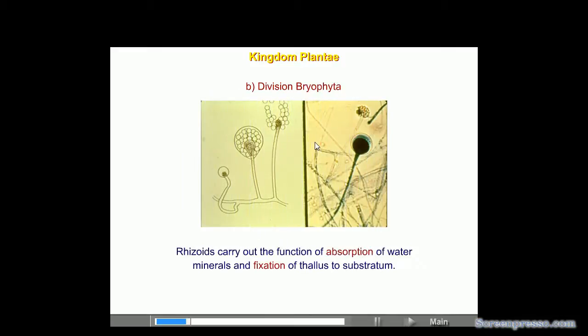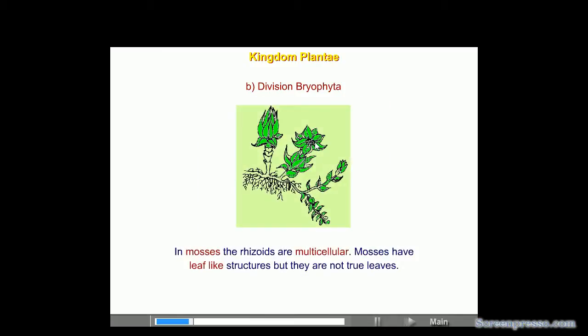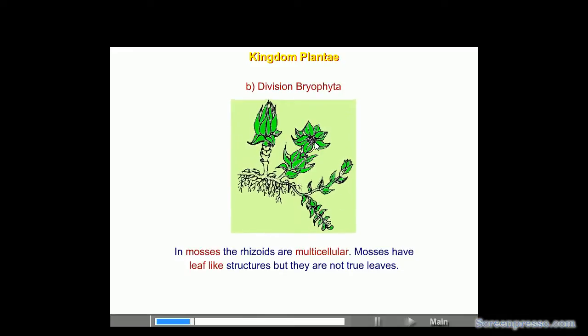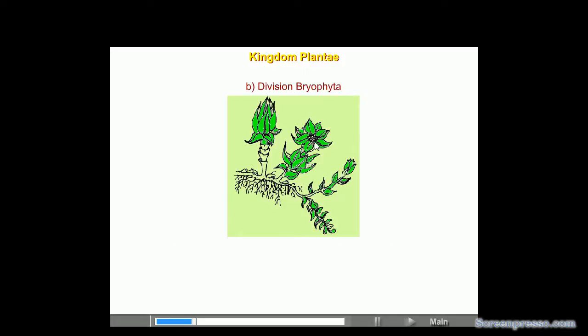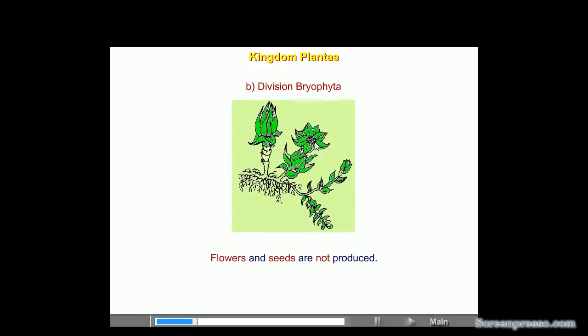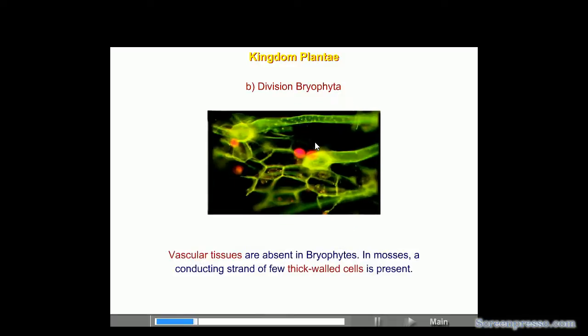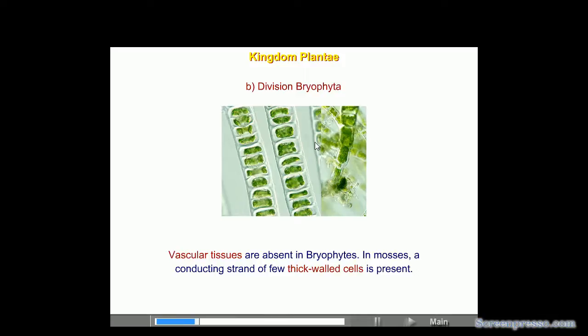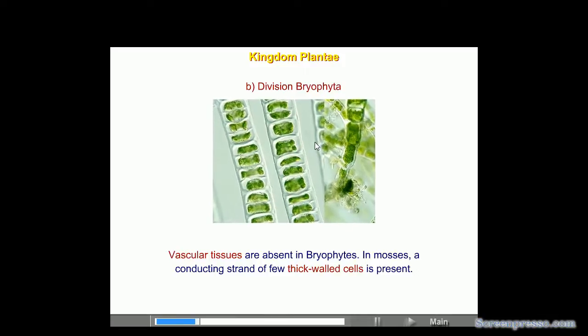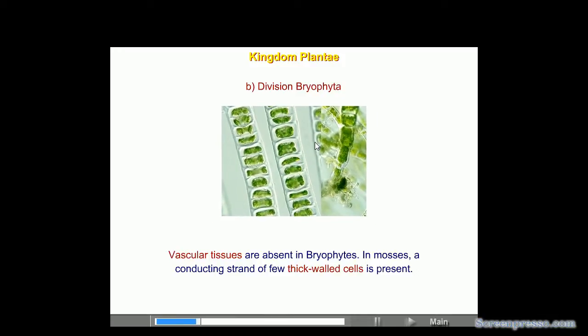Rhizoids carry out the function of absorption of water and minerals and fixation of the thallus to the substratum. In mosses, the rhizoids are multicellular. Mosses have leaf-like structures, but they are not true leaves. Flowers and seeds are not produced. Vascular tissues are absent in bryophytes. In mosses, a conducting strand of a few thick-walled cells is present.